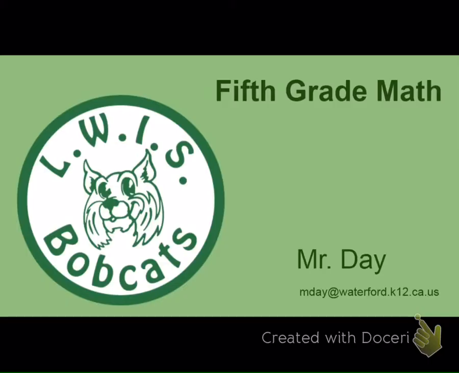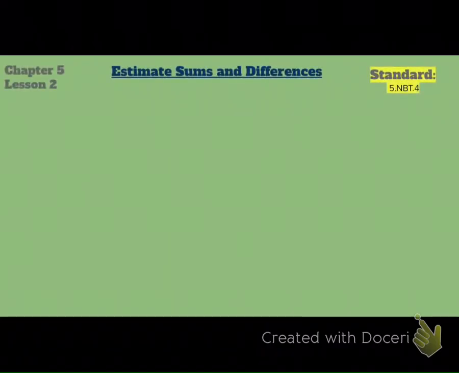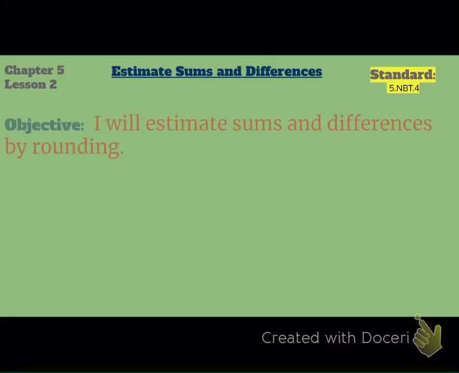Today we're going to do a little bit more rounding. We started yesterday with... Let's go ahead and take a look at what we're going to be doing. We're estimating sums and differences, meaning we're going to round the number, and then we're going to add it, find a sum, or subtract it, find a difference. And that is going to be our objective. By the end of the day, you will be able to estimate sums and differences by rounding.